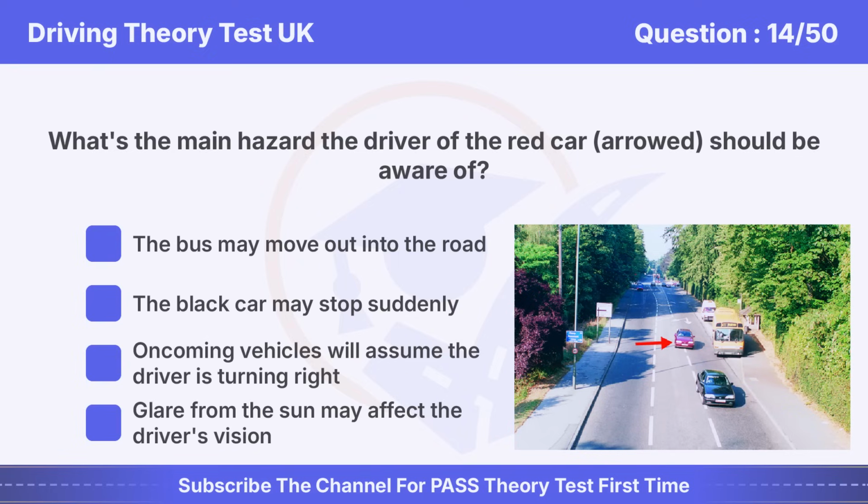Question 14. What's the main hazard the driver of the red car, arrowed, should be aware of? Option A. The bus may move out into the road. B. The black car may stop suddenly. C. Oncoming vehicles will assume the driver is turning right. D. Glare from the sun may affect the driver's vision.